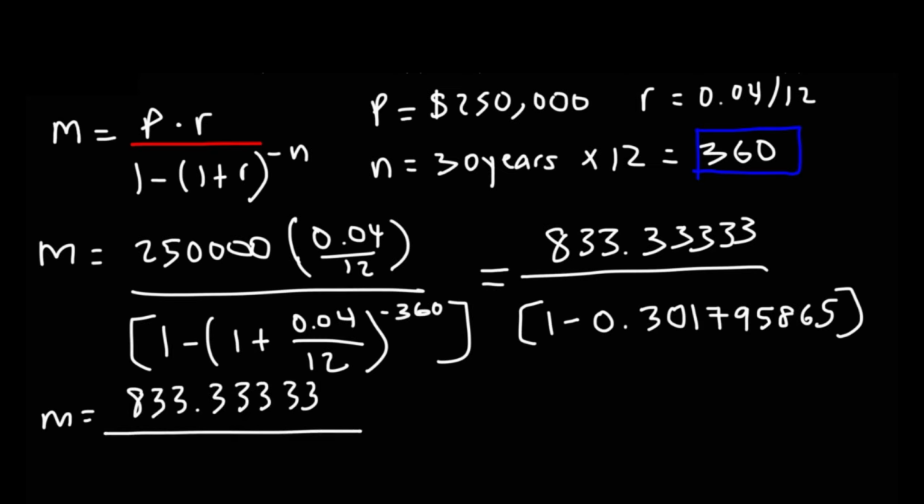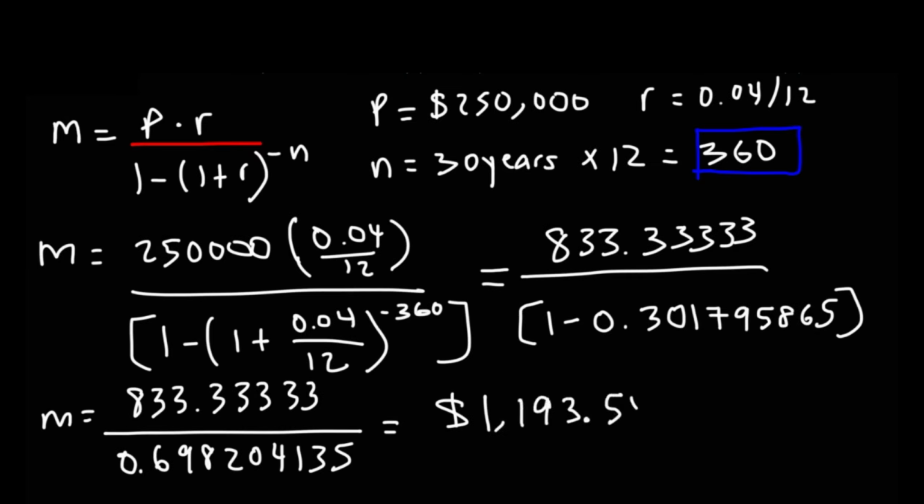So let's subtract the two numbers on the bottom. 1 minus 0.301795865. That's 0.698204135. Now let's divide these two numbers. So the monthly mortgage payment is going to be $1,193.54.